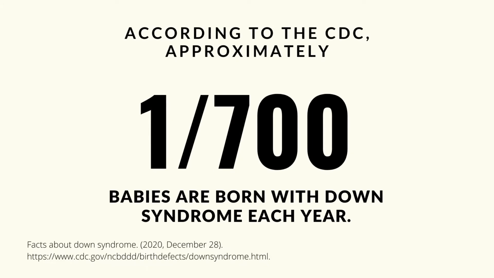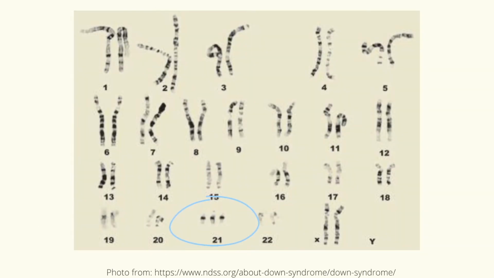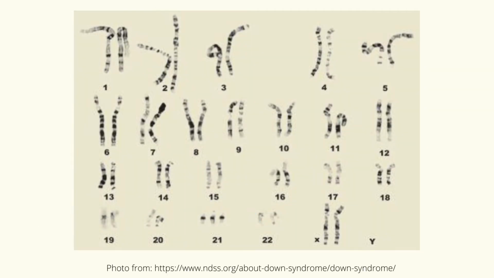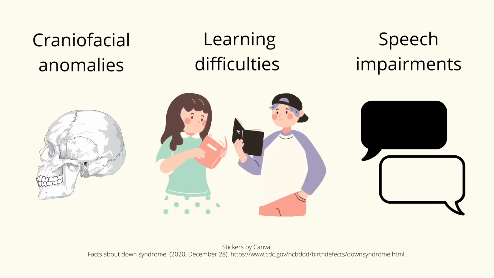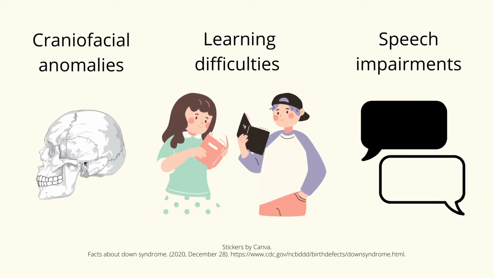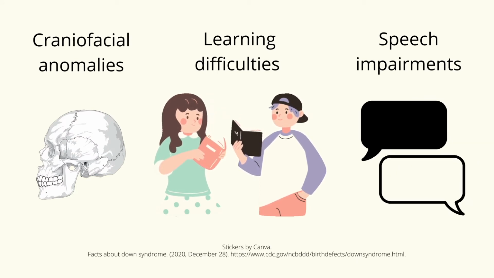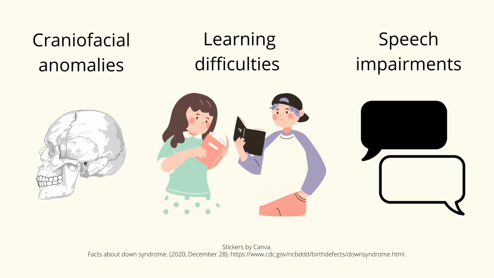According to the CDC, approximately 1 out of 700 babies are born with Down syndrome each year. Down syndrome is a developmental disorder in which a person has an additional chromosome 21, which is called a trisomy. Down syndrome also has other difficulties such as craniofacial anomalies, learning difficulties, and speech impairments.